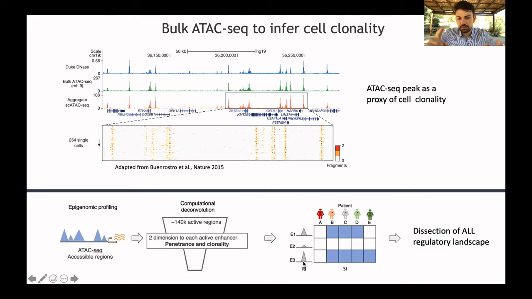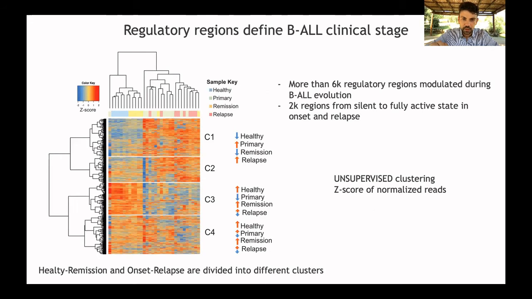The ranking index spans from 1 for the most enriched to 100 for the least enriched. So these 2 indexes, assigned to every single regulatory region in a cohort of samples, allowed, in this case, the dissection of the acute lymphoblastic leukemia regulatory landscape, which provided us a way to identify more than 6,000 regulatory regions which were modulated during B-ALL evolution.